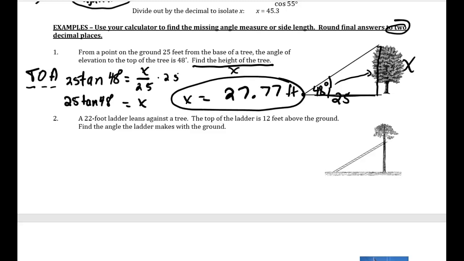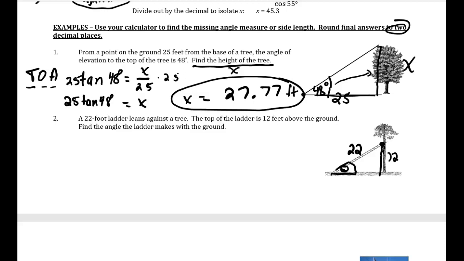Number 2, a 22-foot ladder. So there's our ladder. So that's 22 feet. Leans against the tree. The top of the ladder is 12 feet above the ground. So that would basically mean from the top of the ladder straight down, that is 12 feet. We then want to find the angle the ladder makes with the ground. So here's our ladder. Here's the ground. It means we're looking for this angle. Call that theta.